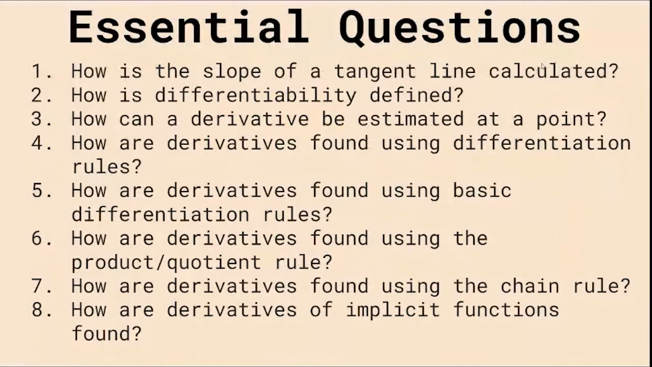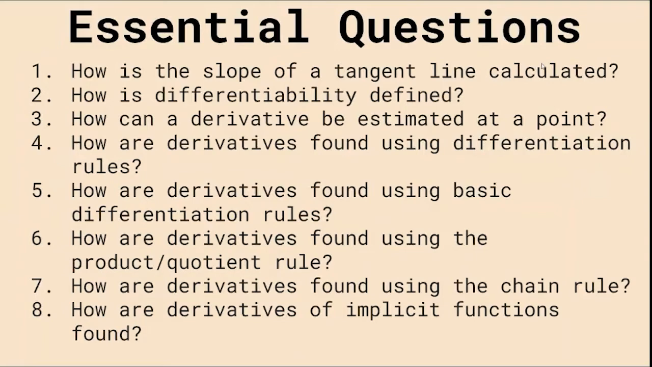Okay, right now you should be able to answer questions 1, 2, 3, 4, 5, 6, and 7. So we only have one more left, which is 8. I'm going to go through this really quick. How is the slope of a tangent line calculated? That's very open-ended. There's not one answer to it. The slope of a tangent line is the derivative.